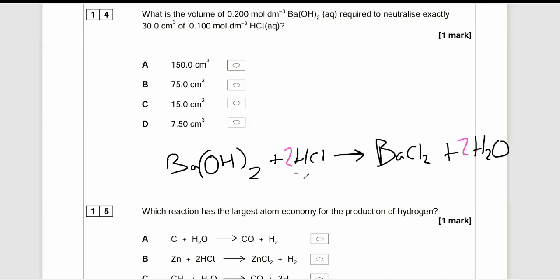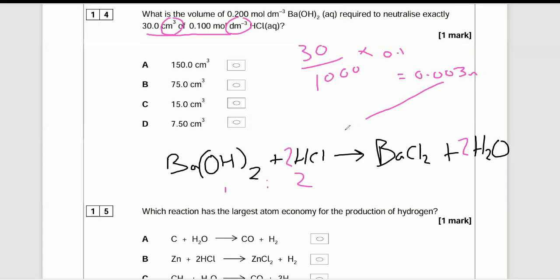Balance it up. Aha, we have a 2-to-1 ratio of hydrochloric acid to the barium hydroxide. Now we look at the information we've been given. We've been given 30 centimeters and 0.1 moles of HCl. So let's turn the centimeter cubed into decimeters. 30 divided by 1,000. Let's times it by 0.1 because we know that volume times concentration equals moles. So we get 0.003 moles, and that is of hydrochloric acid. So how much barium hydroxide must we have?